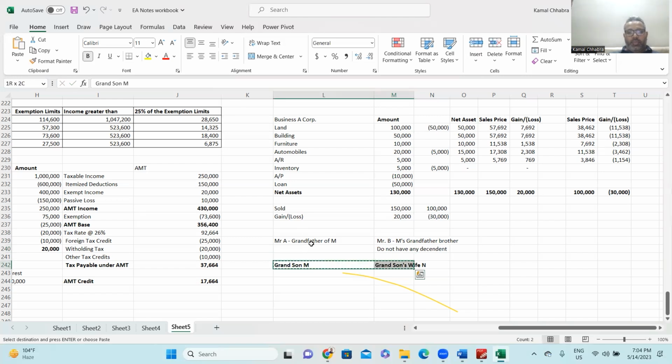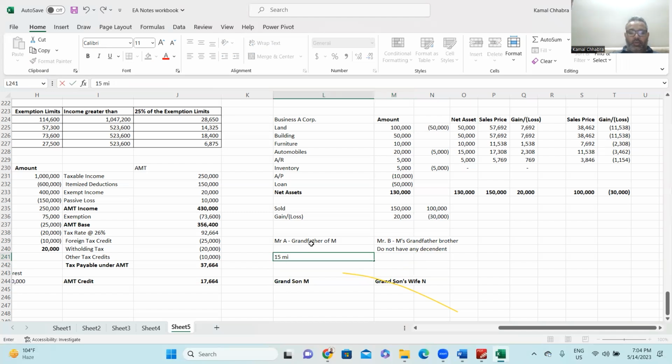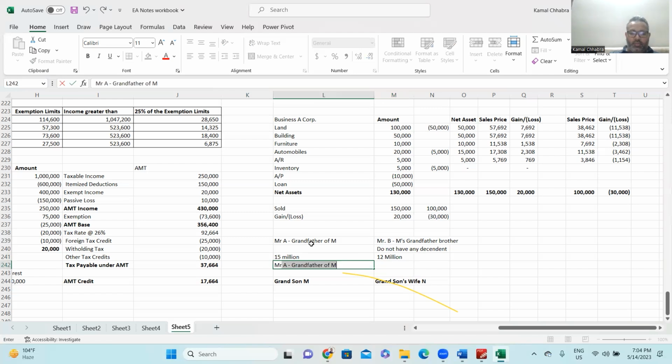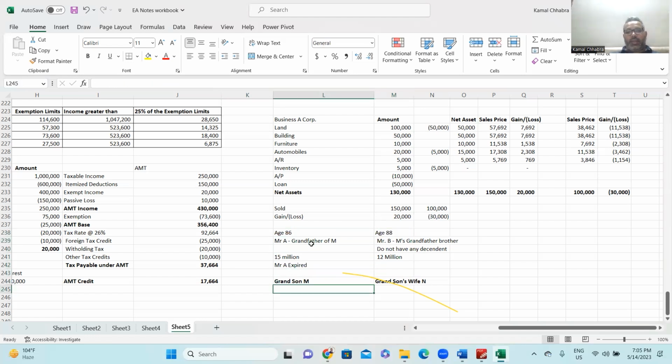Let's assume Mr. A has property of, let's say, $15 million, and Mr. B also has property of, let's say, $12 million. Now let's assume Mr. A expires. Mr. A is of age 86 and Mr. B is of age 88. Mr. A expired, and then property has been transferred to his grandson. Whose property of $15 million was transferred? The grandfather, Mr. A. And now they are filing a joint return.